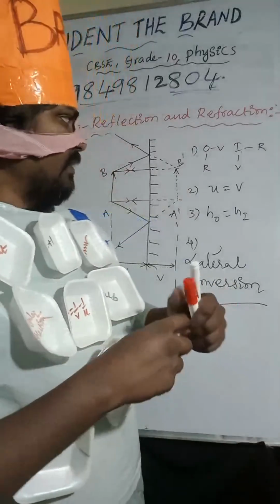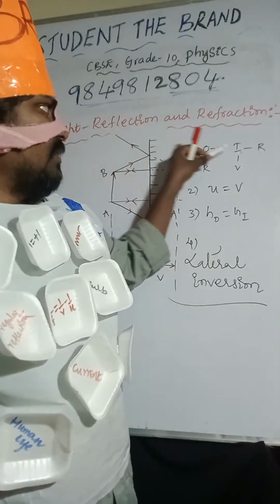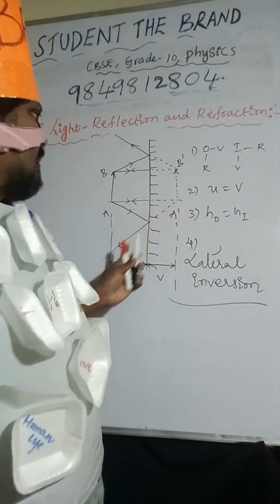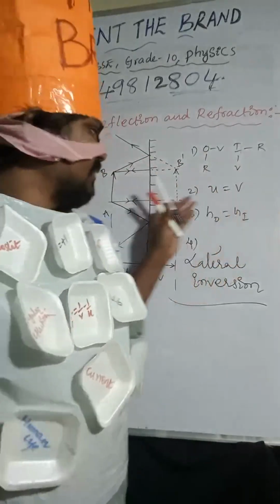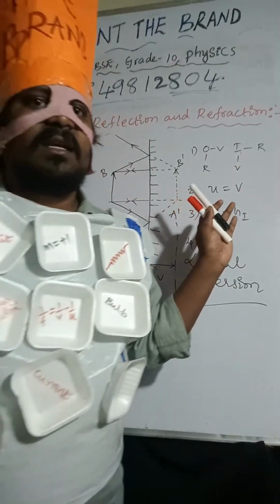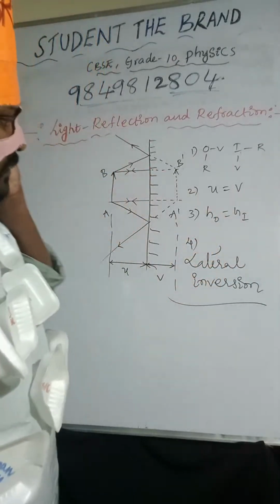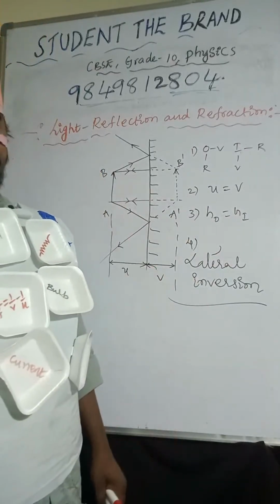Okay. So once again you can observe, object is real, image is virtual. Object is virtual, image is real. Object distance is equal to image distance. Height of the object is equal to height of the image. So it also shows lateral inversion. Okay. So that is about it. Next.